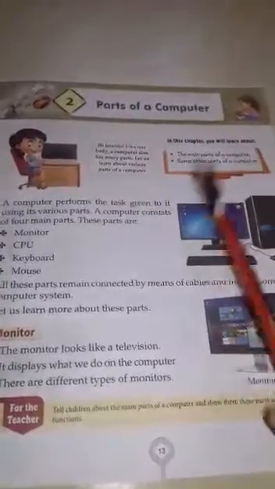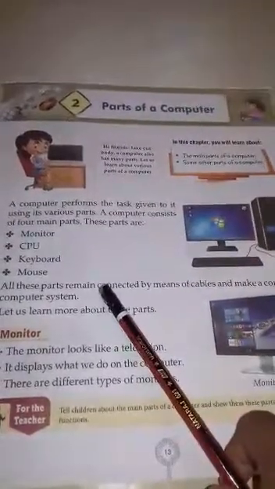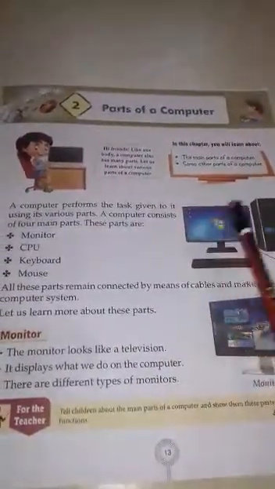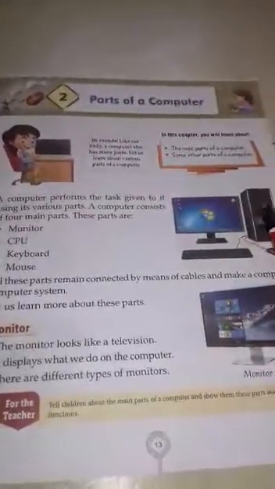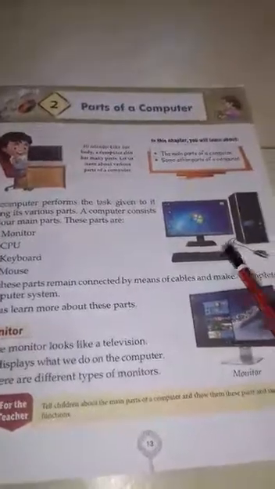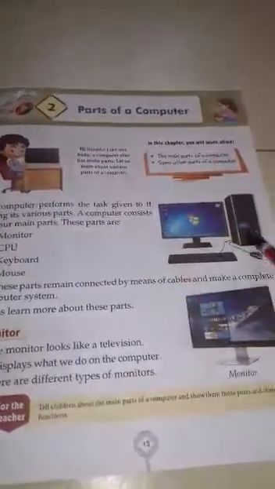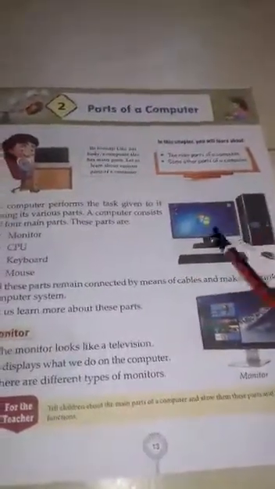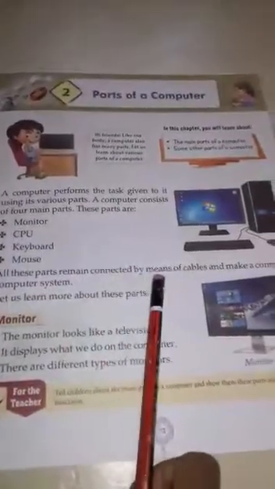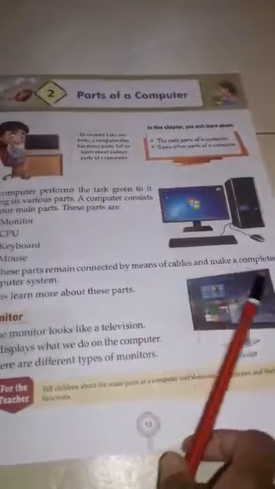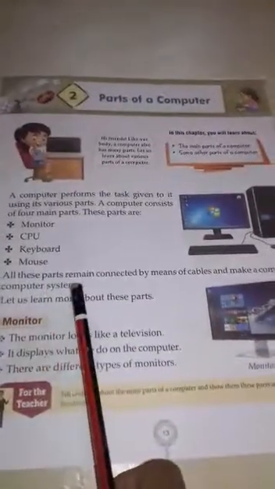So there are four main parts of a computer. Without these we cannot run a computer. They are monitor, CPU, keyboard and mouse. These are the four main parts of a computer. All its parts remain connected by means of cable and make a complete computer system.